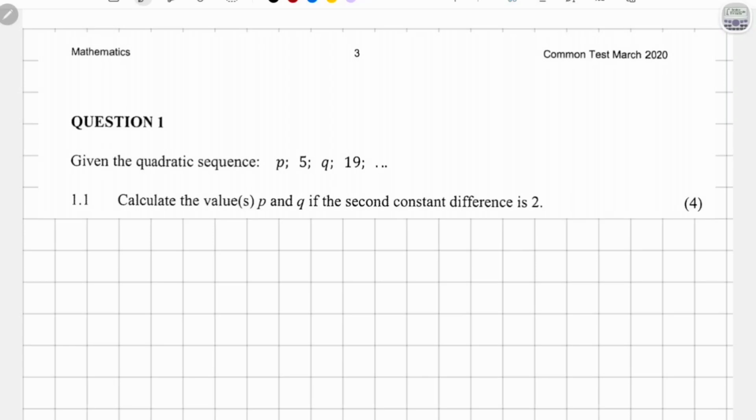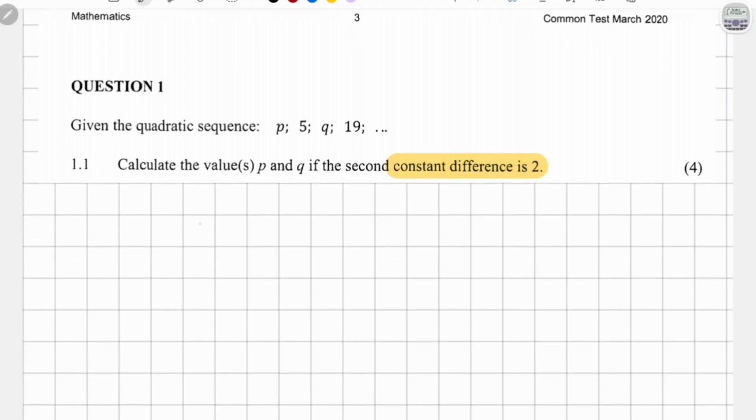Okay, question 1 says, given the quadratic sequence P, 5, Q, 19, 1.1 says calculate the values of P and Q if the second constant difference is 2. Okay, they told us the second constant difference. So let's actually write this out and see what we're going to have. You see, we have P, then we have 5, and then we have Q and 19.